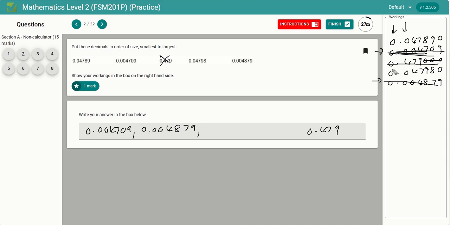0, 0, can't tell them apart. 0, 0, can't tell them apart. 4 and a 4, 7 and a 7. Here we've got an 8 versus a 7. Well, 8 is greater than 7, so this is going to be the next smallest one here.